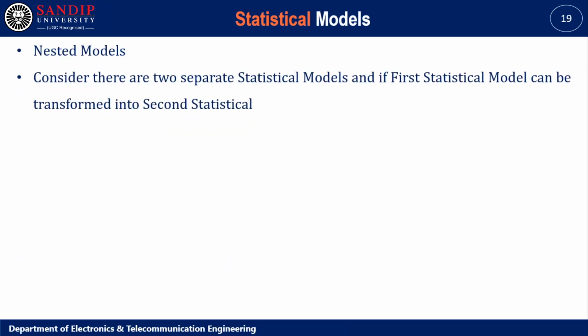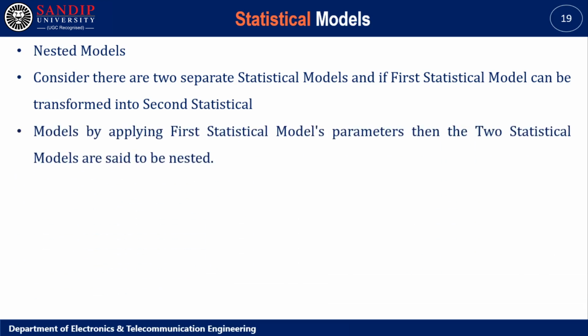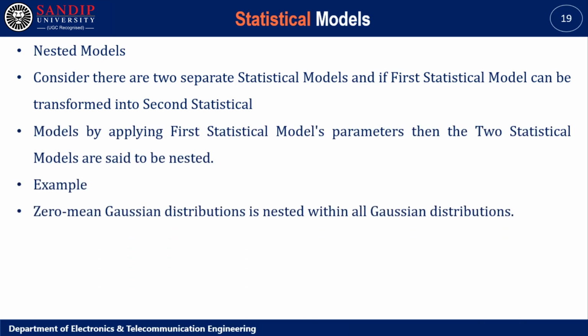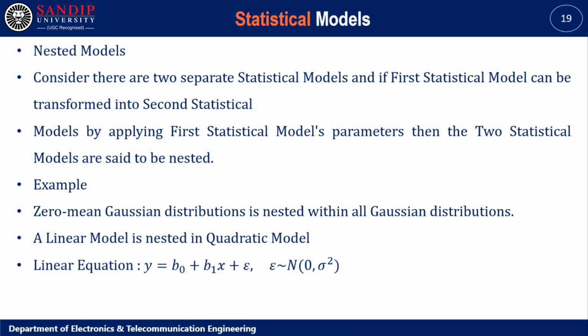Nested models. Consider there are two separate statistical models, and if the first statistical model can be transformed into the second statistical model by applying the first model's parameters, then the two statistical models are said to be nested. For example, the zero mean Gaussian distribution is nested within all Gaussian distributions. A linear model is nested in a quadratic model.